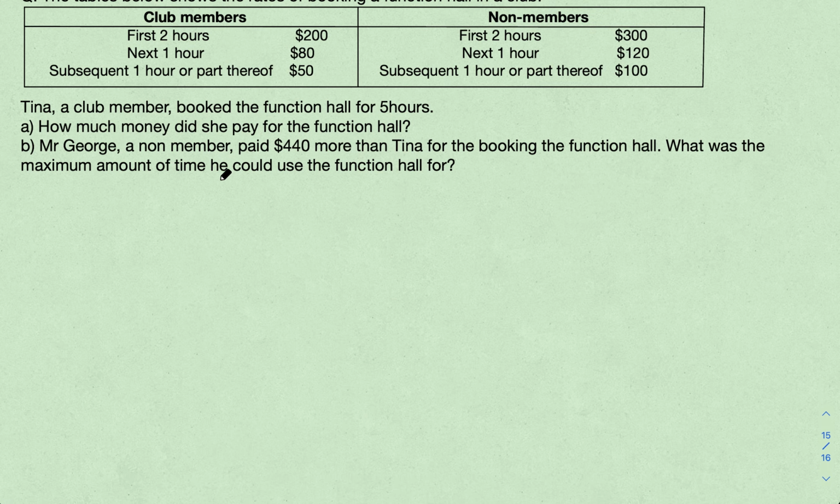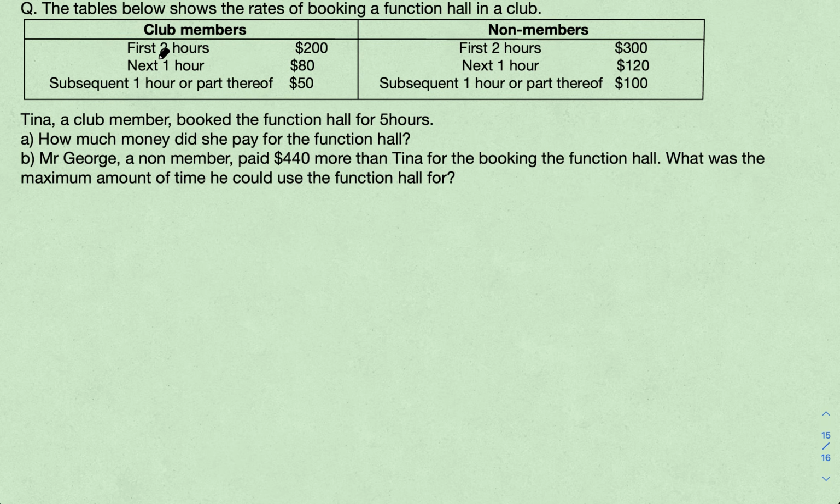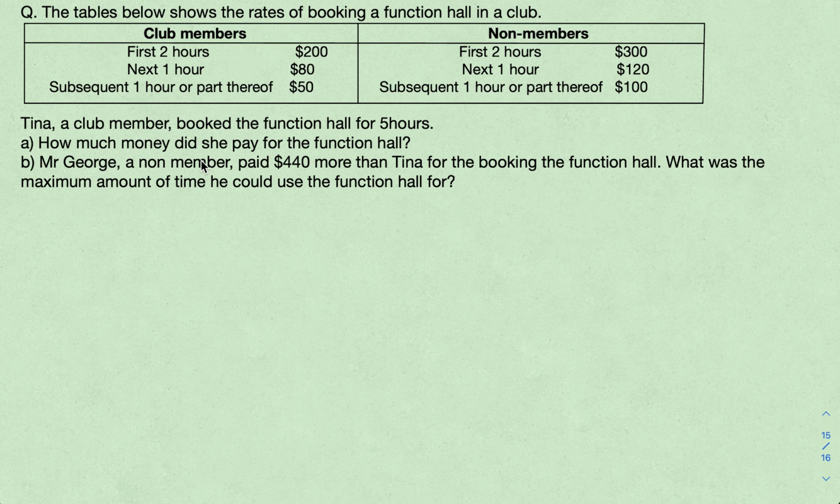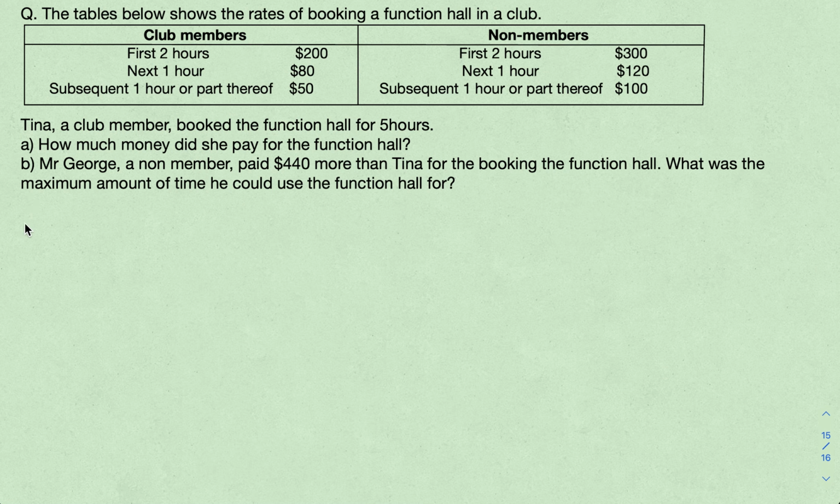Now let's start doing part A. Since she has booked the hall for 5 hours, let's look at the charges here. 5 hours means definitely we have to take into account the first 2 hours and the next 1 hour, because the total will still be only 3 hours. 2 hours plus 1 hour will be 3 hours, and she has booked it for 5 hours. So let's first calculate how much will be the total charges for the first 3 hours.